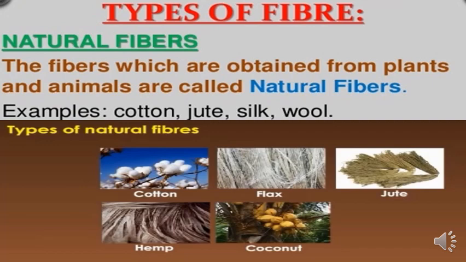Types of fiber. The first one is natural fiber. Fibers which are obtained from plants and animals are called natural fibers. They are called natural fibers because we get these fibers from plants and animals. Examples of natural fiber are cotton, jute, silk, wool, hemp, flax, coconut. All these are examples of natural fibers.